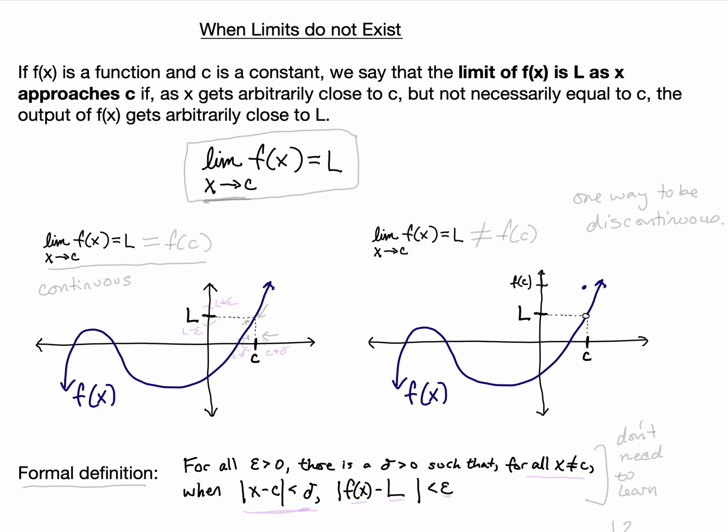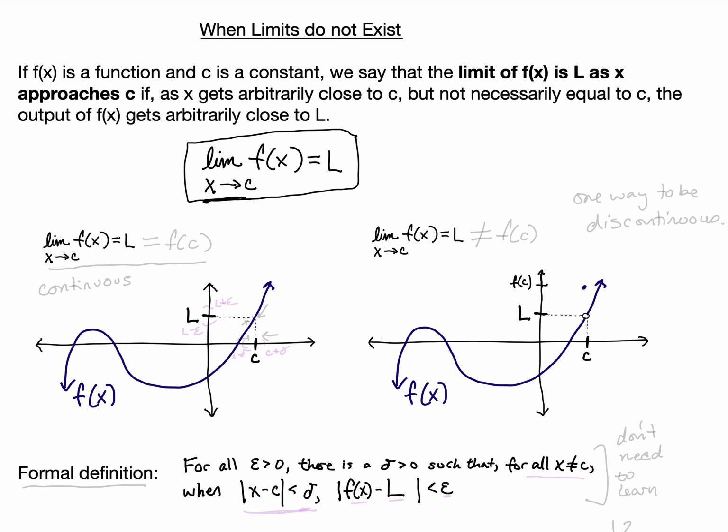So if f of x is a function and c is a constant, like a real number, like 3 or pi or 28.6, we say that the limit of f of x is L as x approaches c if, as x gets arbitrarily close to c, but not necessarily equal to c, the output of f of x gets arbitrarily close to L. And in that case, we write it shorthand this way: the limit as x approaches c of f of x is equal to L.